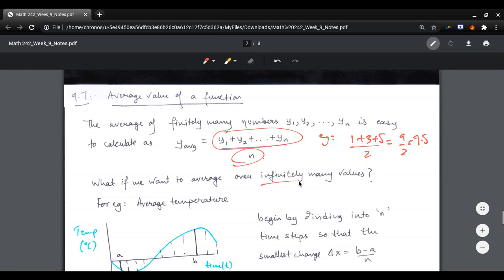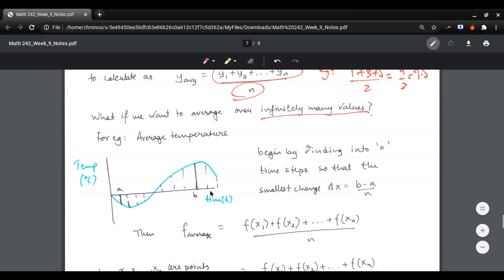But what if you want to average over infinitely many values? So basically, what does that even mean? For example, average temperature. Now this is what the temperature looks like for a place, and I want to find the average from time a to time b.